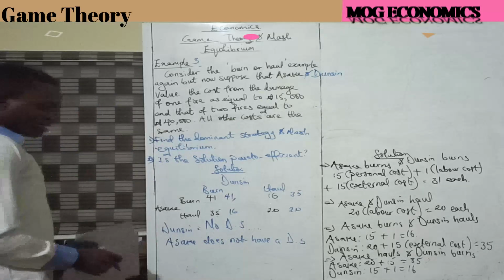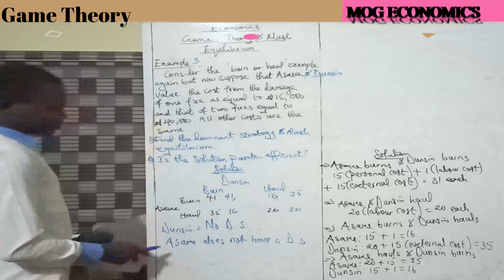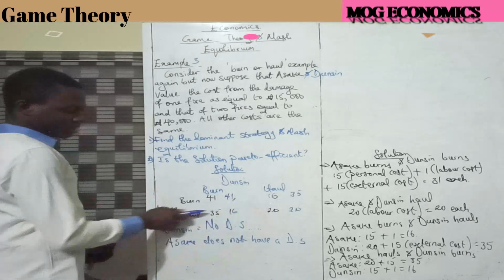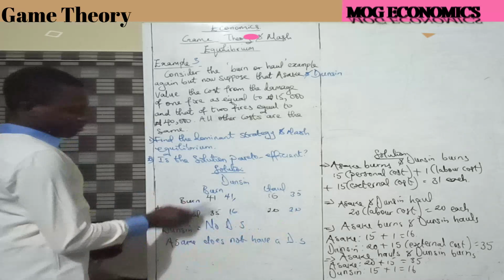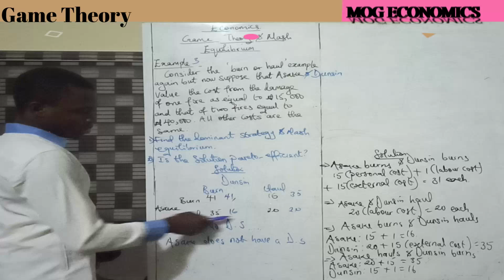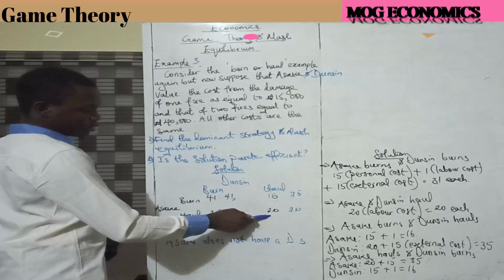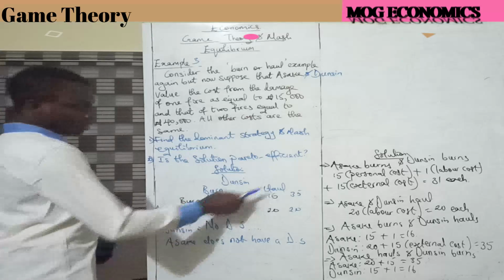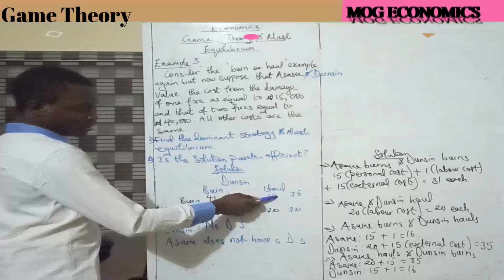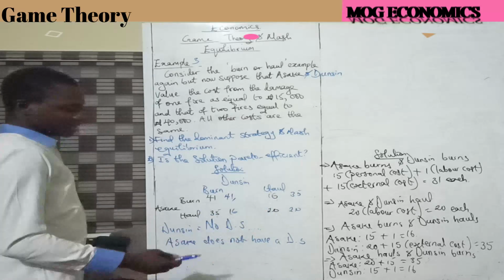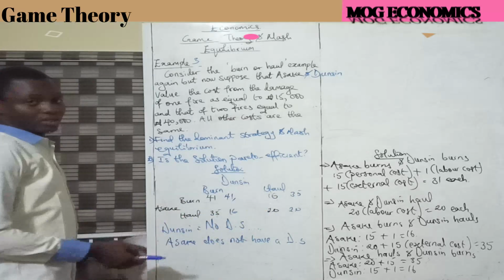Now for Ashake, does Ashake have a dominant strategy? He's comparing burning against hauling. So 35 is better than 41, so it goes for hauling. But here, 16 is better than 20, it goes for burning. So hauling is better than burning here, but burning for Ashake is better than hauling in this place. So you see that he also does not have a dominant strategy.